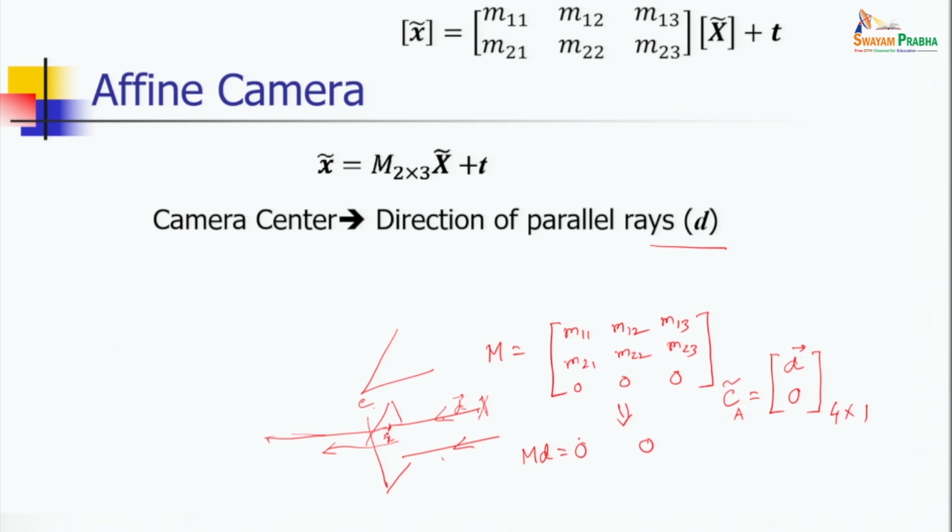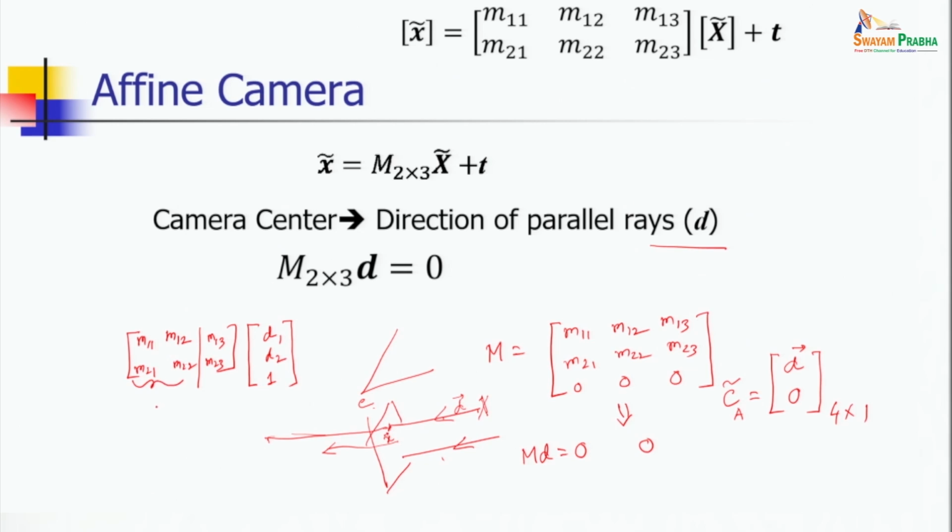And for that, using the same mechanism, this is what you need to solve: M2 cross 3 D equal 0. So what we will usually do is consider the first two elements of D, say D1 and D2, and consider D3 equal to 1. Then this matrix, let me write it as M11, M12, M21, M22, and in the same way M13 and M23.